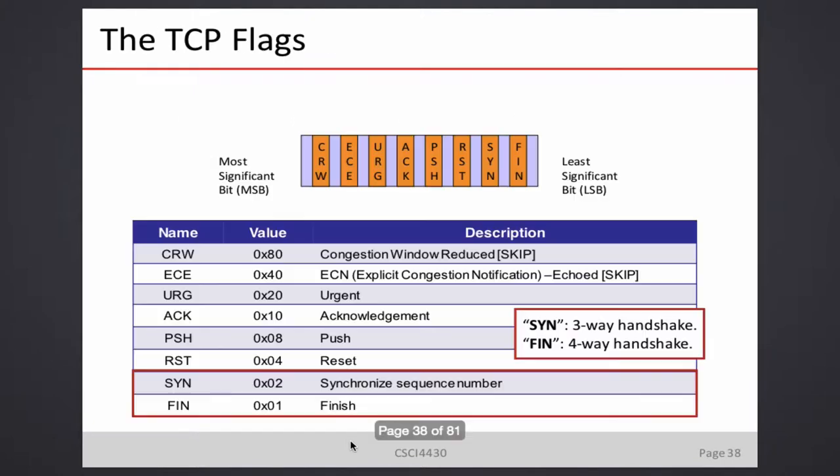So let's take a look. We have a set of bits. Some of these we will skip, and I won't talk about them. Let's say there's a congestion window reduced. To talk about congestion control, explicit congestion notification is to tell the intermediate router that something changed. The others are important now. The urgent pointer, I said I don't want to cover it.